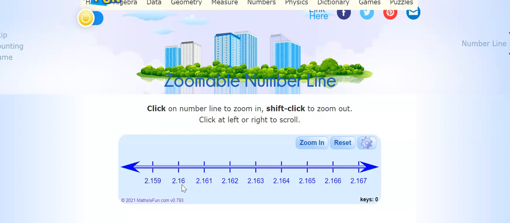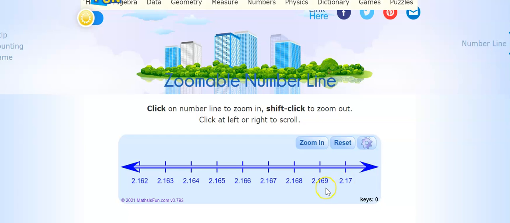2 and 16 hundredths, 2 and 161 thousandths, 2 and 162 thousandths, 2 and 163 thousandths, 2 and 164 thousandths, 2 and 165 thousandths, 2 and 166 thousandths, 2 and 167 thousandths, 2 and 168 thousandths, 2 and 169 thousandths, 2 and 17 hundredths. Let's look at 2 and 17 hundredths.